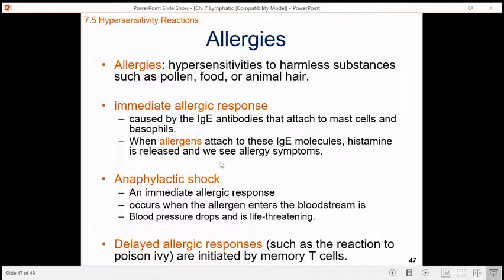In anaphylactic shock, you've got an allergic response that is so severe, it's occurring because the allergen has entered the bloodstream. It will actually cause blood pressure drops and can be quite life-threatening. And this is why you would have an EpiPen on hand, let's say if you were allergic to bees. Sometimes you'll get a delayed allergic reaction, like in poison ivy. It just takes a while for those memory cells to be activated and then to get that response.